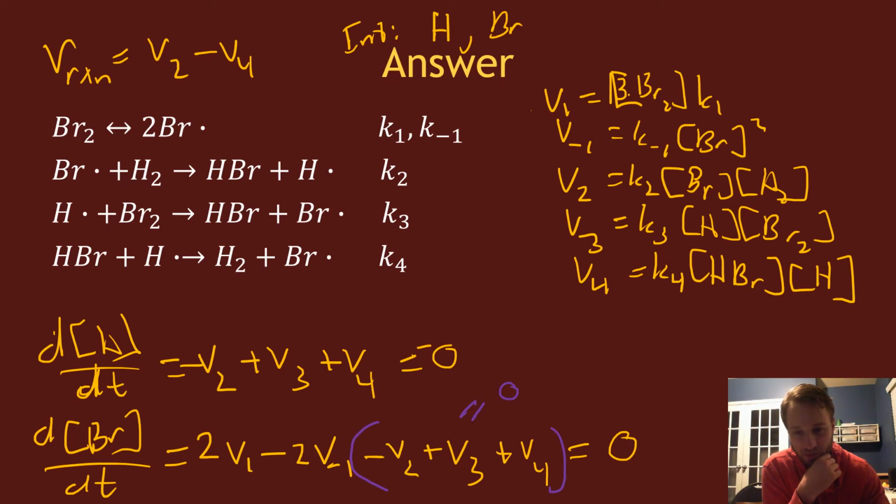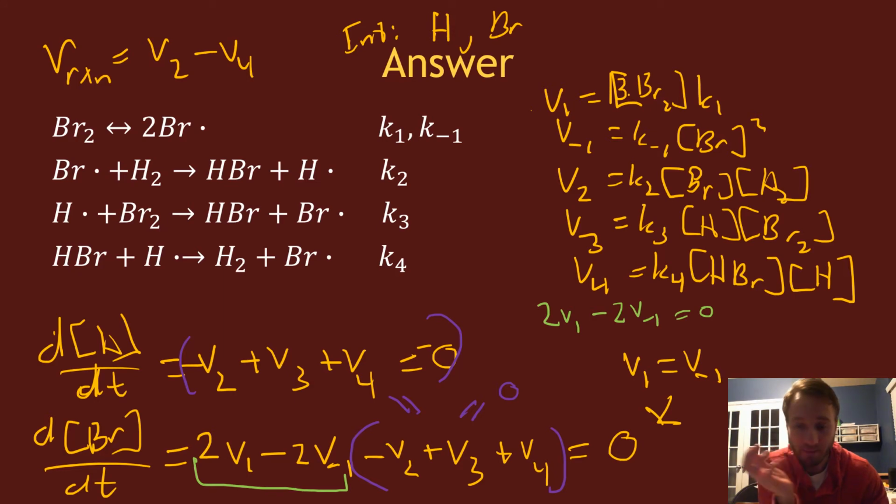So that is going to tell me that V1 equals V minus 1. I get that from this equation down here using the fact that, again, this term up here equals 0, which is the same thing as that term down there. And so then I'm just left with this equation here, which just says 2V1 minus 2V minus 1 equals 0. So maybe that helps, maybe doesn't.